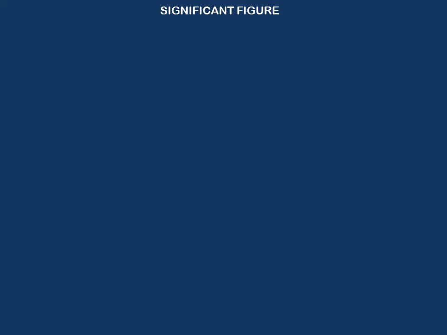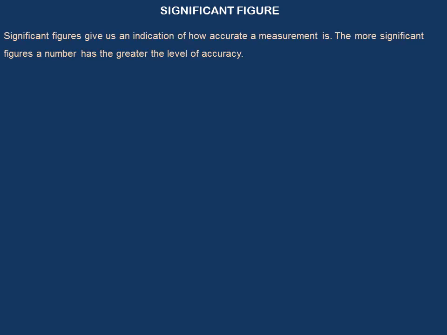In this tutorial, we're going to try to understand and look into the rules and attempt the questions related to significant figures. Now the definition is: significant figures give us an indication of how accurate a measurement is. The more significant figures a number has, the greater the level of accuracy.